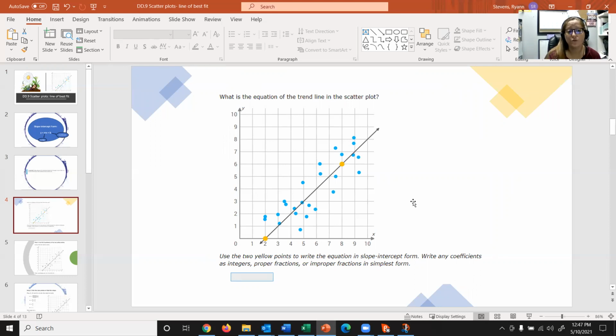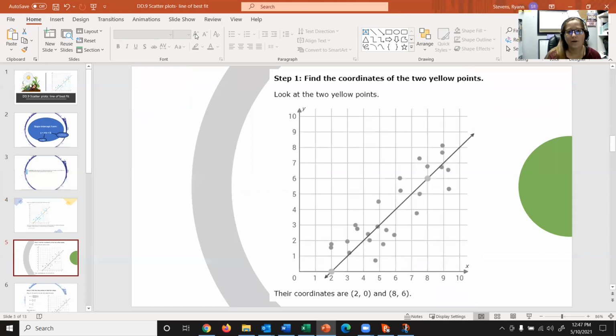And you can figure out what this trend line is by writing it in slope-intercept form, what we had done before, where you find the slope, you find the y-intercept, and then you just write it as y equals mx plus b. Okay, so let's take a look at the steps on how to solve this equation. I'm going to go ahead and shade these in yellow too, because we did have yellow points in the last graph. These are the 2 points that we're going to focus on to find what the slope-intercept form of our trend line is going to be.